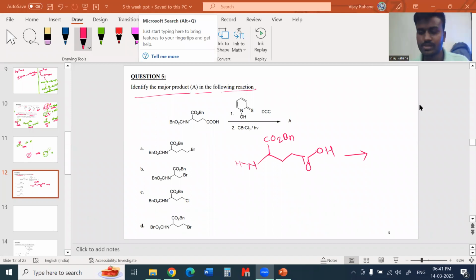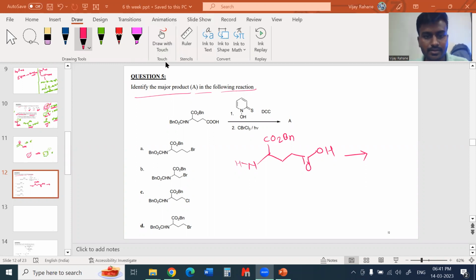So I have just drawn a structure. I will just split these structures so we can understand which is the reactive site here, right? So in this one, the reactive site will be.